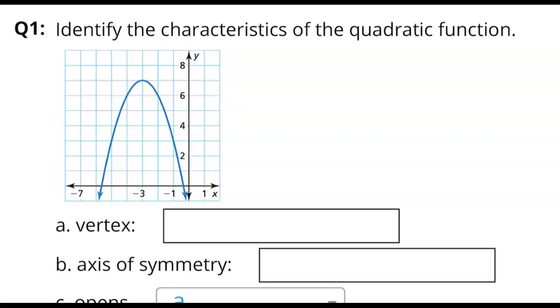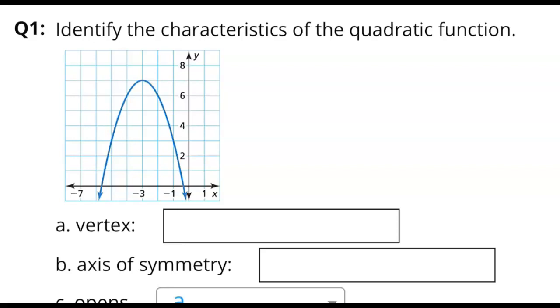So here we are being asked to identify those key characteristics of a quadratic function. And looking at the graph, I know it's a quadratic function visually just because we have that U. And the U is what we call a parabola. So looking at a parabola, and remember parabolas will open up or down, not side to side. We're up and down, and it is opening down.